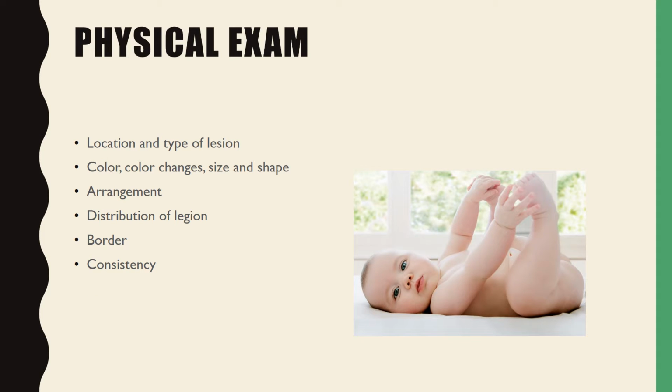So for your physical exam, you're going to look at the location and type of lesion. Where is it? What does it look like? The color, any color changes, size and shape. For color changes, what did it start looking like? What does it look like now? Is it erythematous on the outside and hypopigmented on the inside? Or is there any yellow crust? Or what color does it look like? The shape, the size, the arrangement. Is it linear? Are they clusters? How are they arranged there?